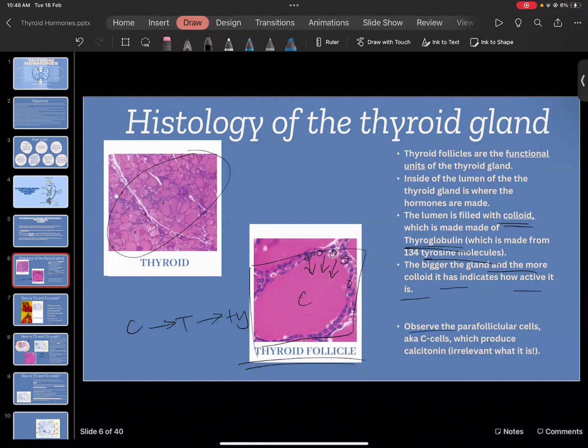I want you to observe the parafollicular cells, aka C cells, which produce calcitonin. It's irrelevant what calcitonin is. I'm not going to discuss it in this class, and I'm pretty sure you don't discuss it in endo-repro at all, or maybe just a little bit. Parafollicular cells, honestly, you won't be able to see them in this picture that clearly, so I'd rather you go and see them in lab.